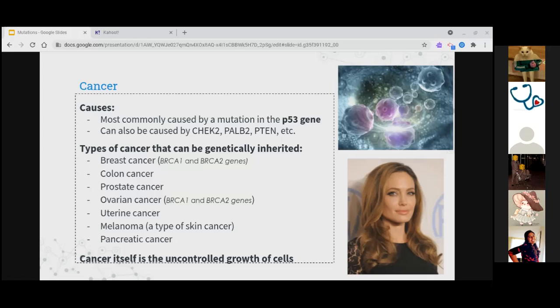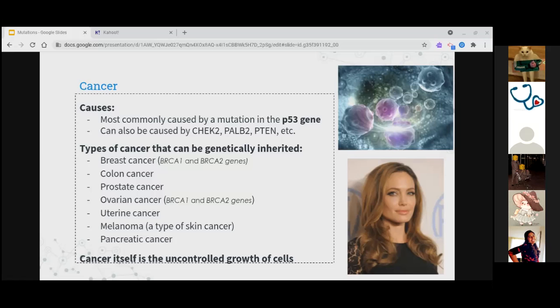Sometimes you have a higher chance of developing cancer if you have a family history of cancer. This is because the mutated genes associated with cancer can be passed down to you. Having a damaged gene that controls cell growth increases your chance of developing cancer. Some types of cancer that can be genetically inherited are breast cancer, colon cancer, prostate cancer, ovarian cancer, uterine cancer, melanoma, and pancreatic cancer. Both breast cancer and ovarian cancer are commonly caused by mutation in the BRCA1 and BRCA2 genes.